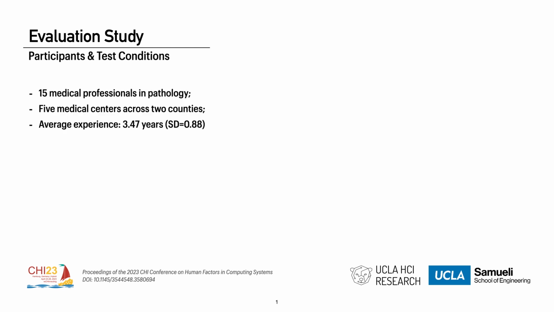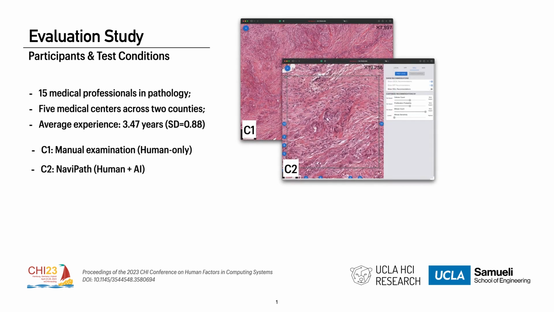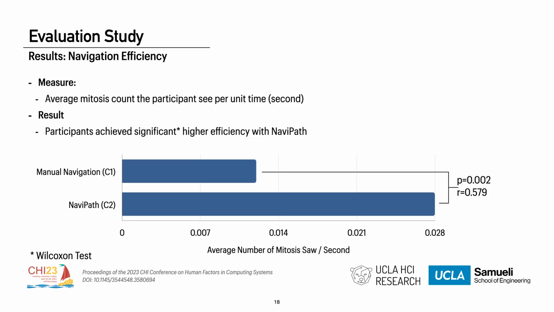We recruited 50 medical professionals in pathology from 5 medical centers. We compared 3 conditions: manual navigation, examining with NaviPath, and AI automatic reporting. We measured the efficiency and accuracy of each condition. Our results show that pathologists achieve significantly higher efficiency with NaviPath compared to the manual navigation, seeing more than twice the number of mitoses in unit time on average.